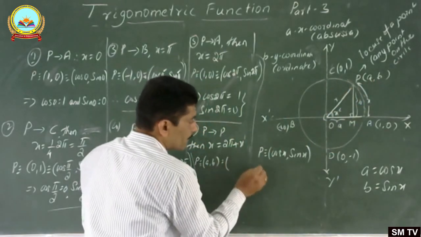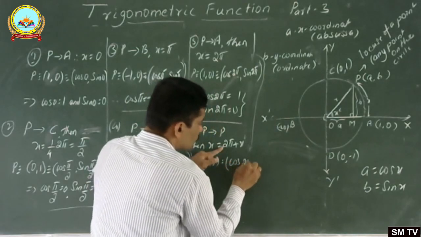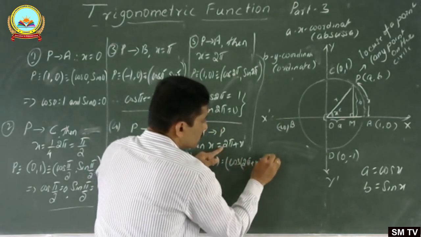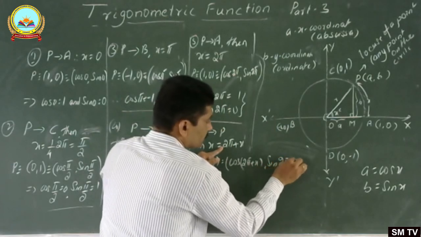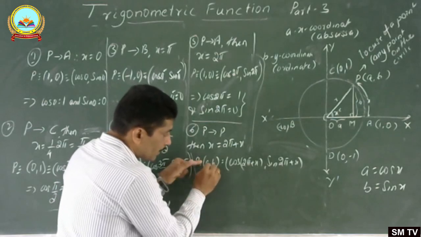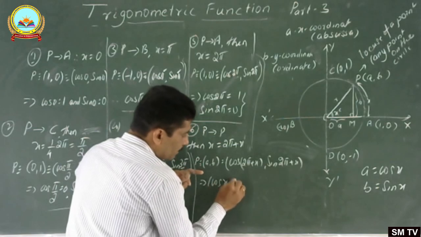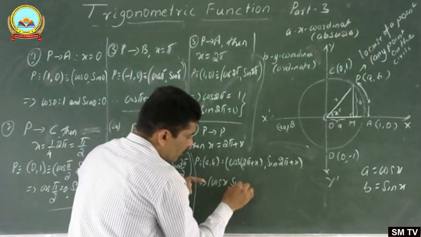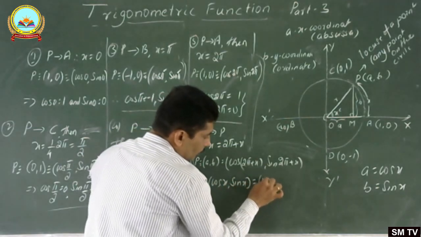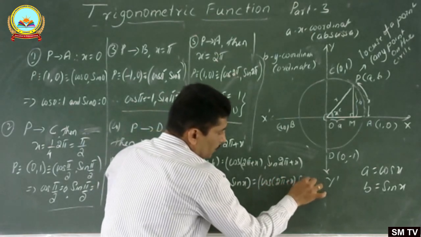In trigonometric form, this value is equal to cos of 2 pi plus x, comma sin of 2 pi plus x. What is A? It implies that in trigonometric form, A means cos x and B means sin x. Cos x comma sin x is equal to cos of 2 pi plus x comma sin of 2 pi plus x.